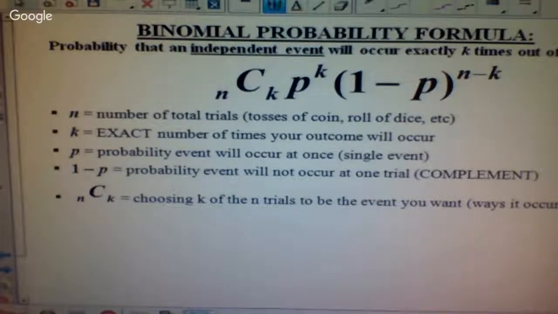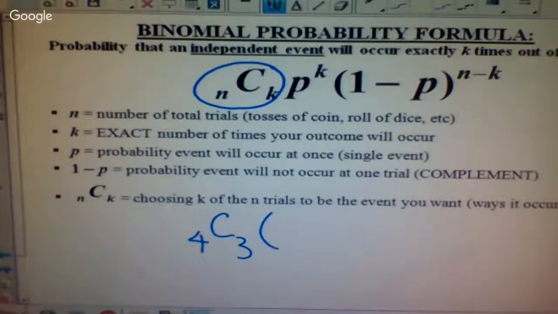Marcus said we use the word exactly, which tells you combinations, correct? So, that's where this comes into play. N represents how many trials you're doing. So if you go back to that last example, how many times am I rolling the die? 4. So this would be 4. K represents the number of exact times you want it to happen. How many exactlies do I need? 3.